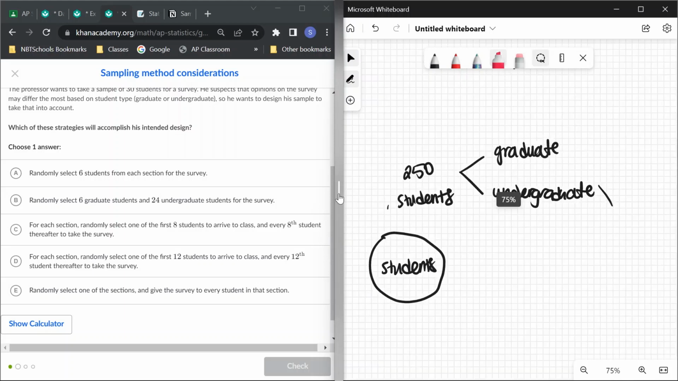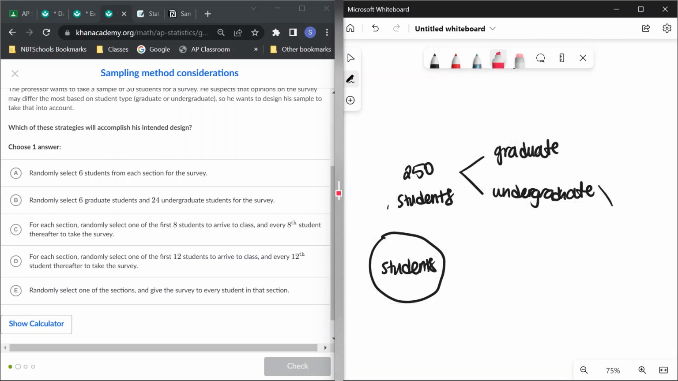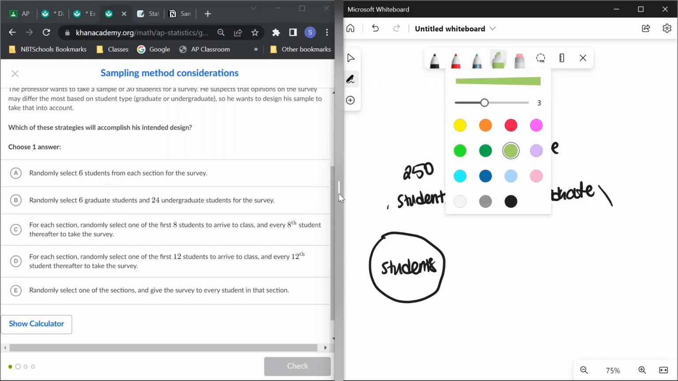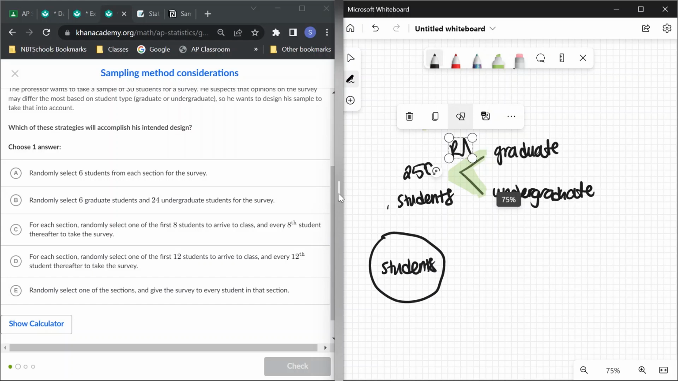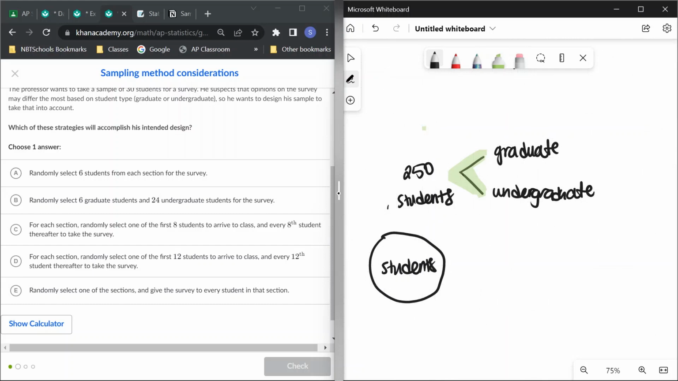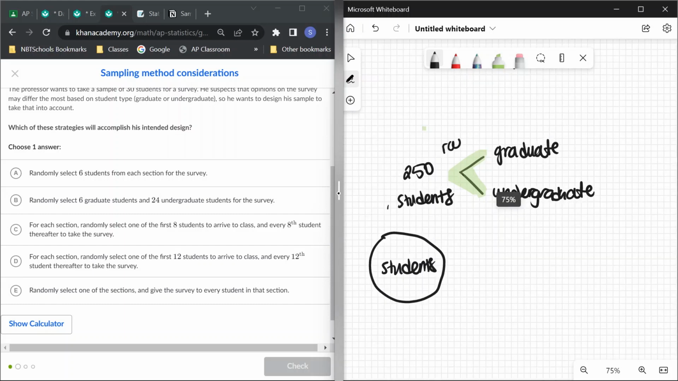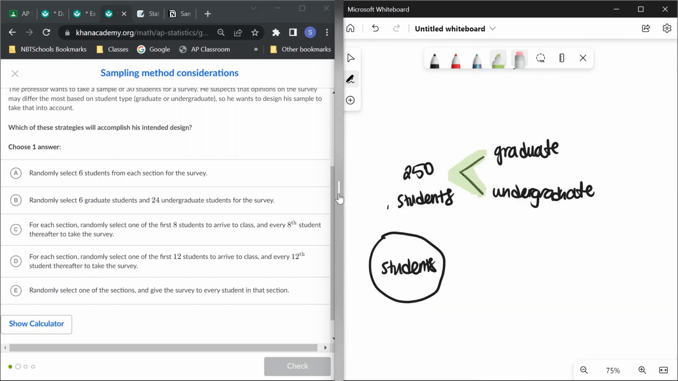Okay, here's the thing. This is the part that we're trying to talk about. How are we randomly assigning? This random assignment, how are we randomly assigning them? Oh wait, it doesn't make sense. You're not randomly assigning. This is randomly selecting. This is sampling. Okay, randomly select 6 students from each section.